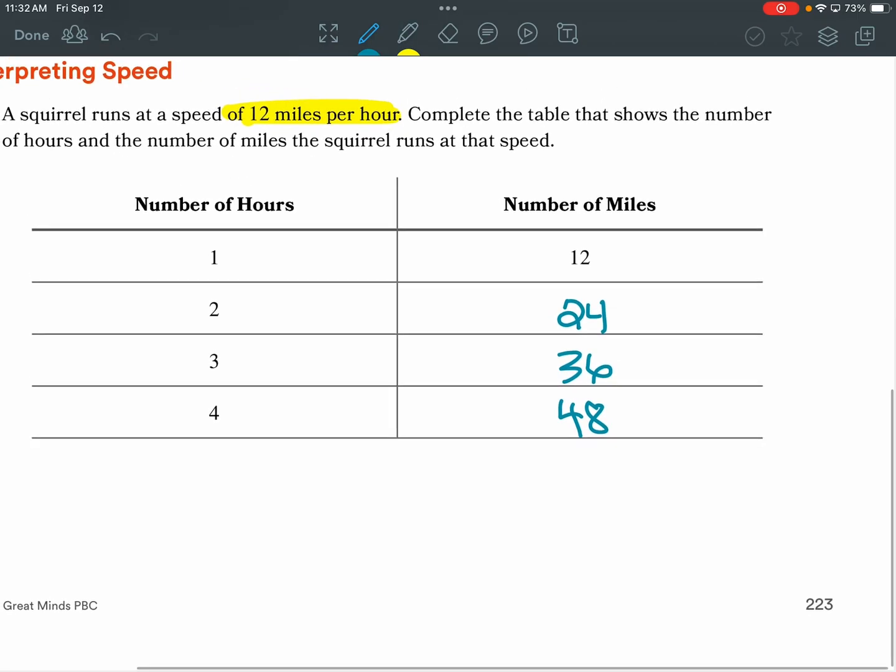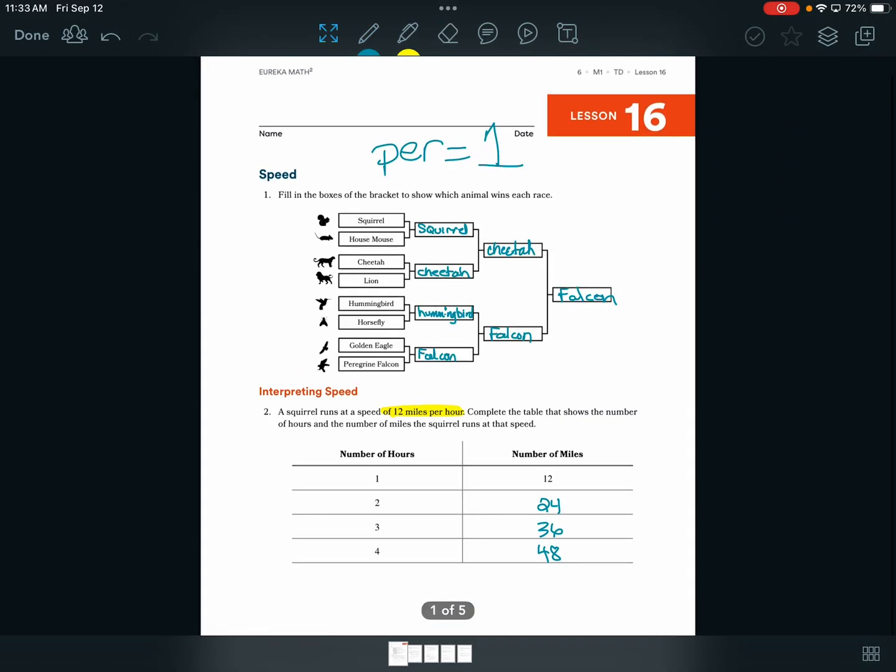Does everybody agree with my table? Miles per hour. Very good. So, if the squirrel runs 12 miles per hour, that means for every hour that squirrel goes, you're going to add 12 more miles, right? Okay, next page.